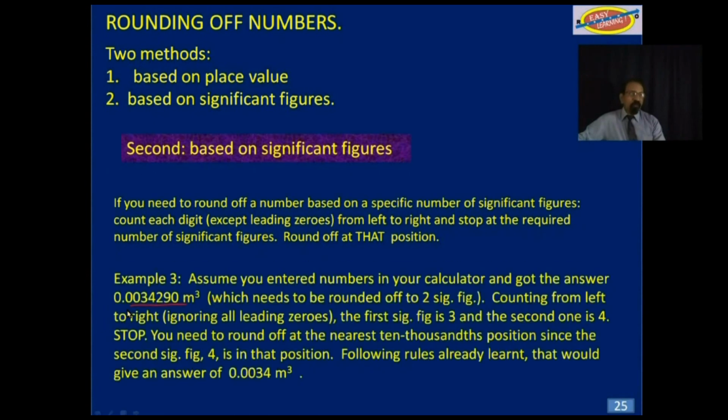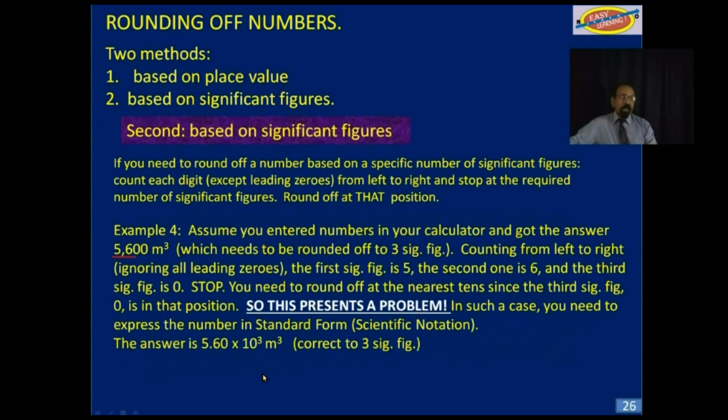Another example, if you have this number here and you want to round off to 2 significant figures, remember leading zeros don't count. So we count 1, 2. We are rounding off where that 4 is. The digit on the right is 2. So we will drop everything there and our answer will be 0.0034.